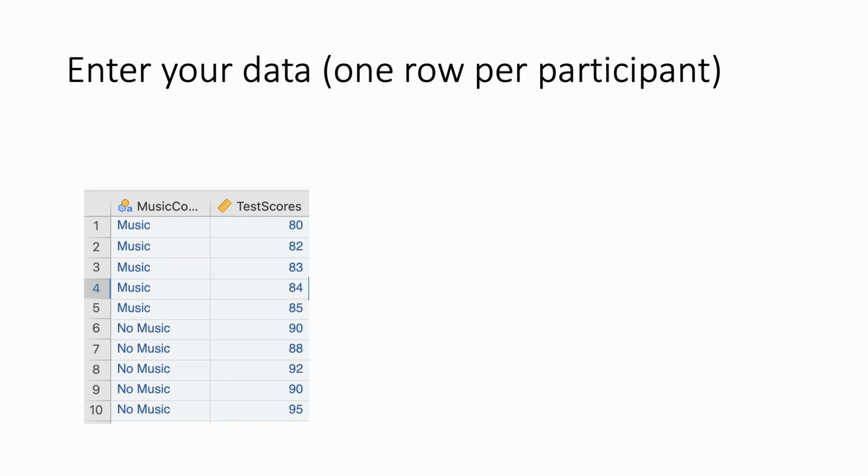And then my test scores are all presented right there. That's the dependent variable. So I entered my scores just like this, one row per participant, right? Each participant only gives us one score. Because this is a between subjects design, they're only in one condition. So we're good.